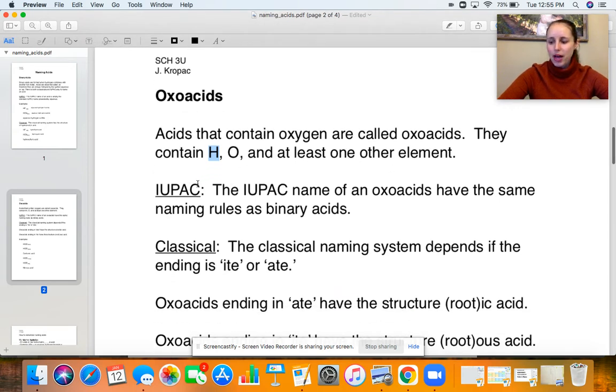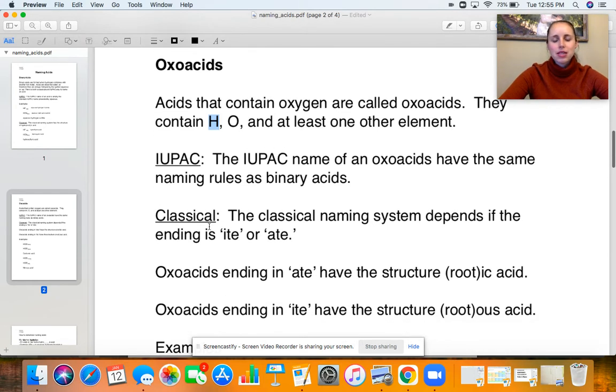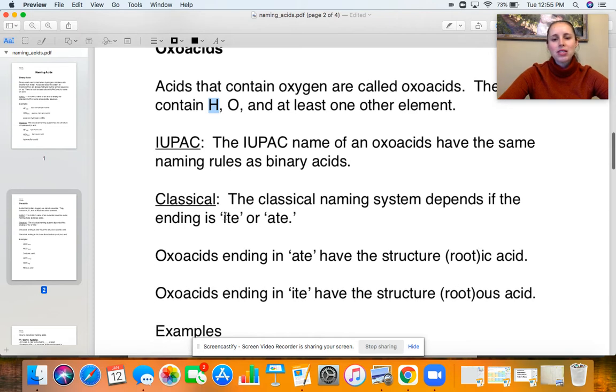Again, there's an IUPAC way and there's a classical way. The IUPAC name for oxo acids uses the same naming rules as binary acids. So we're going to start with the word aqueous, we're going to put the word hydrogen, and we are going to put whatever follows it. They're ionic compounds, so they're going to act just like we name ionic compounds: aqueous hydrogen and whatever follows it. The classical naming system actually is going to depend on the ending and whether or not the ending is "ite" or whether or not the ending is "ate."